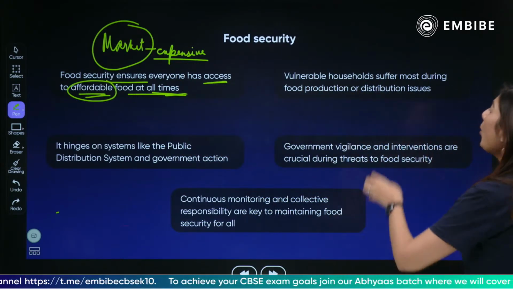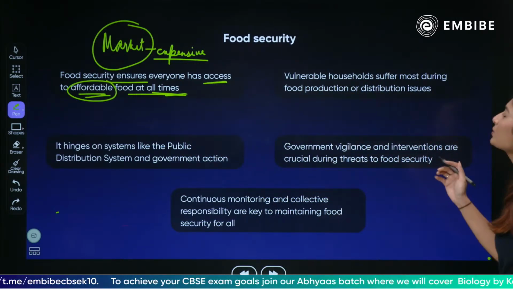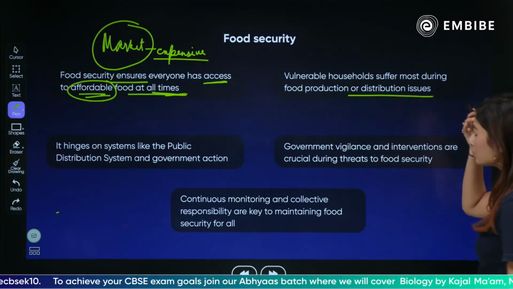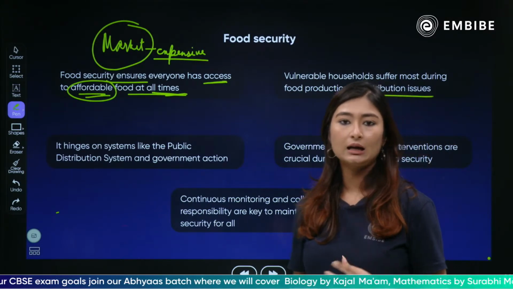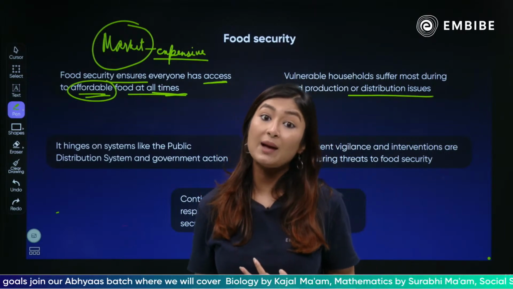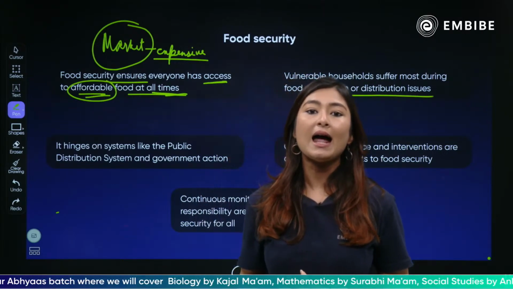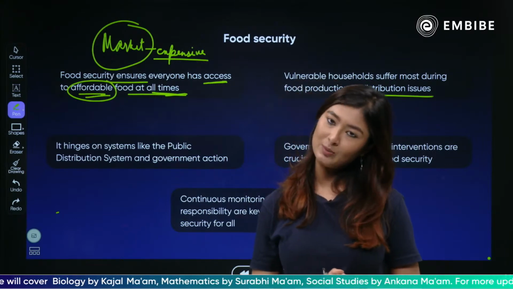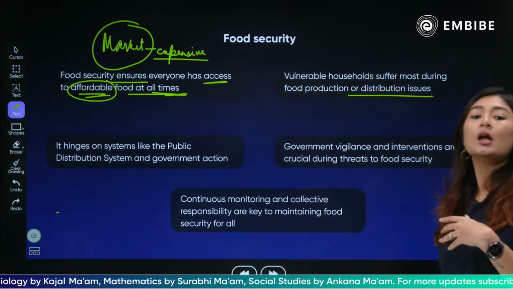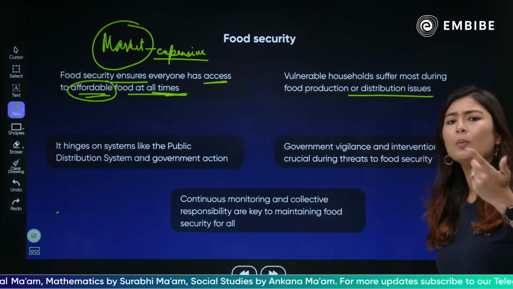Let's move to this. Vulnerable households suffer most during food production and distribution issues. Bache, you have seen problems like cheap price, best quality, absolutely Saitan mein hai na? And Yashika, welcome to the session. No worries, आपने join कर लिया, वही बहुत बड़ी बात है. Miss नहीं होना चाहिए. Whatever portion you have missed, you can go back and watch the recording.